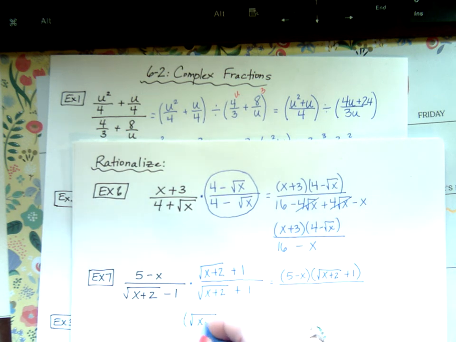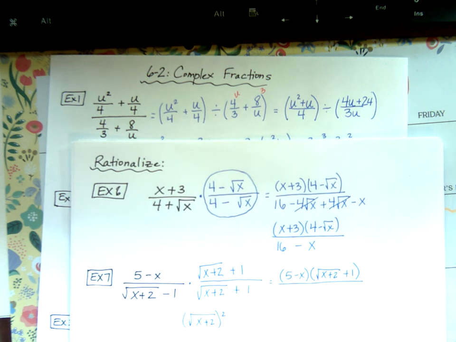What happens when you square a square root? They undo each other, right? So I actually just have an x plus 2. My firsts, the square root of x plus 2 times the square root of x plus 2 is x plus 2. My lasts, negative 1 times positive 1 is negative 1.